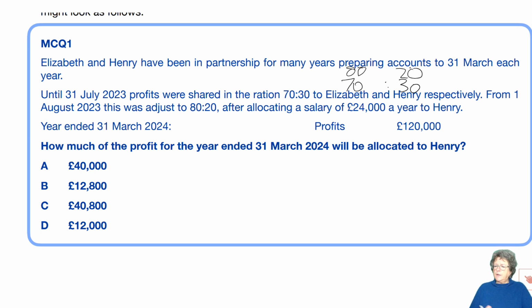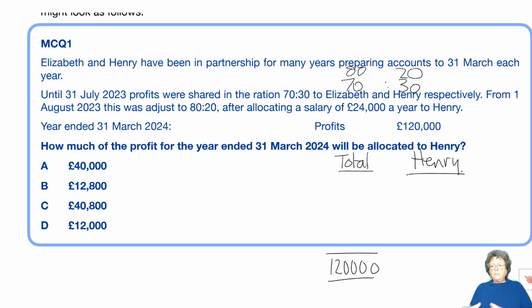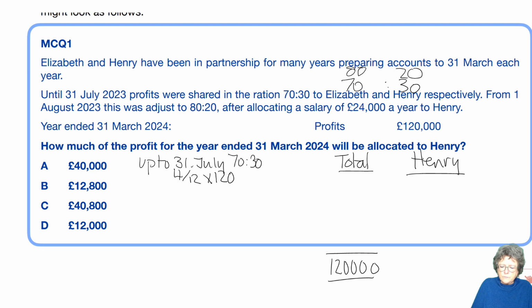So how would we deal with this? Well, we only need to deal with Henry's proportion. So we know that the total is going to come to 120. We only need to deal with Henry because this is a quick question. So up to 31st of July, it was 70-30. Okay, that's a 4-month period. So that's 40%. And Henry's getting 30% at that point. So he's going to get 12,000 of that. And then the balance of the period, 8/12 of 120,000.